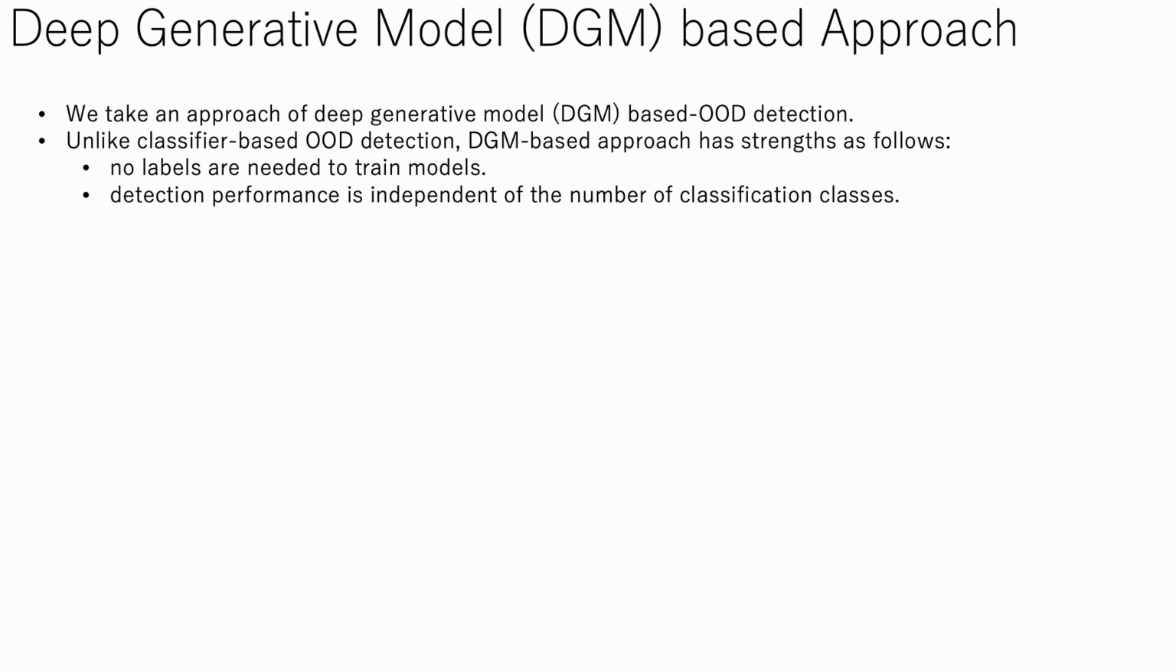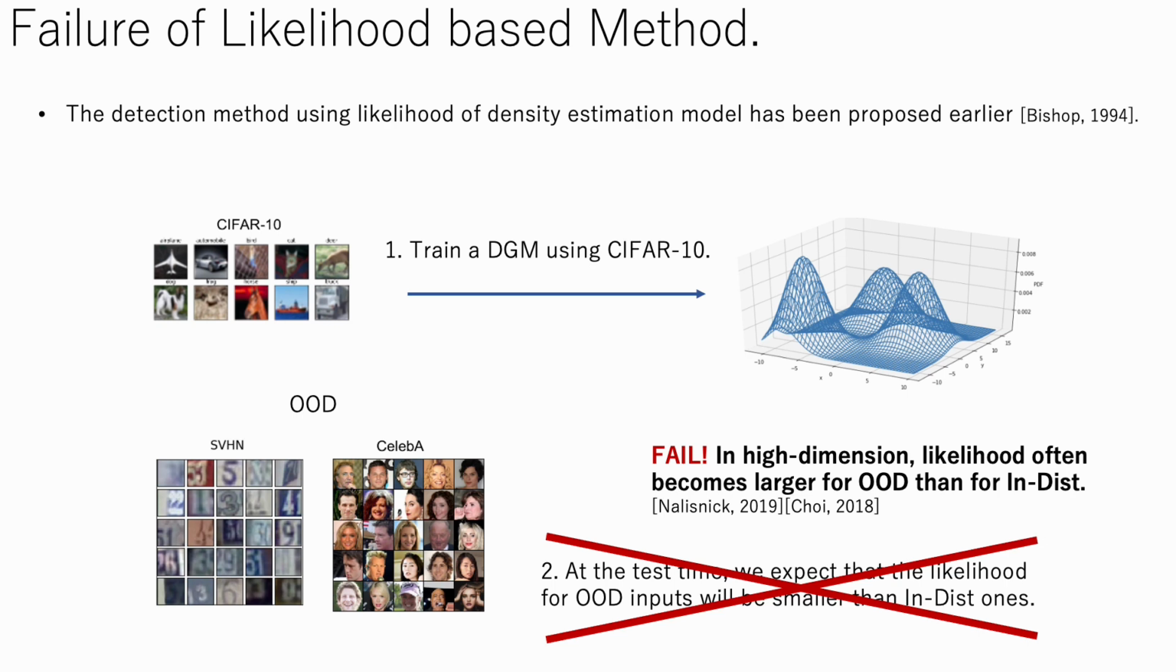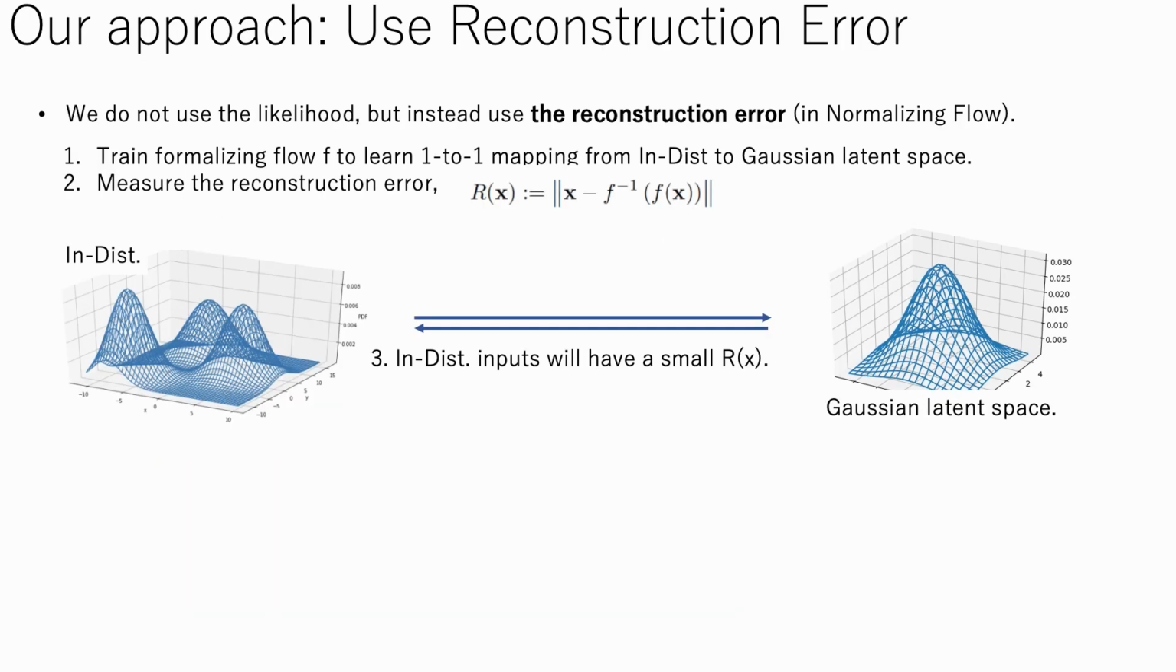To address the OOD detection task, we take an approach using deep generative models, DGMs. The detection method using the likelihood of the density estimation model has been proposed earlier, but recently it turned out that it doesn't work in high dimension. Here is our approach. We do not use the likelihood, but instead we use the reconstruction error in normalizing flow.